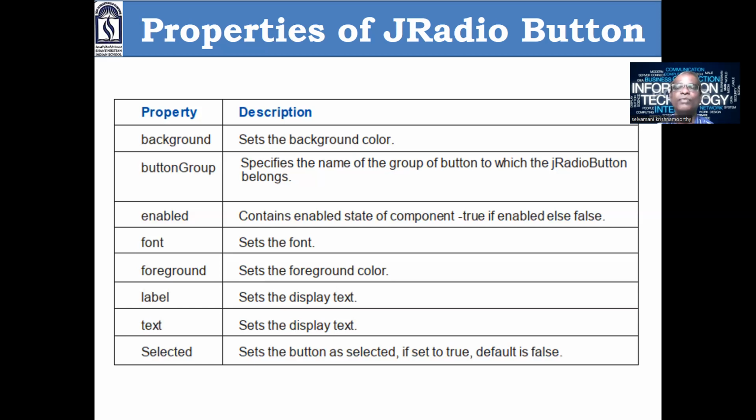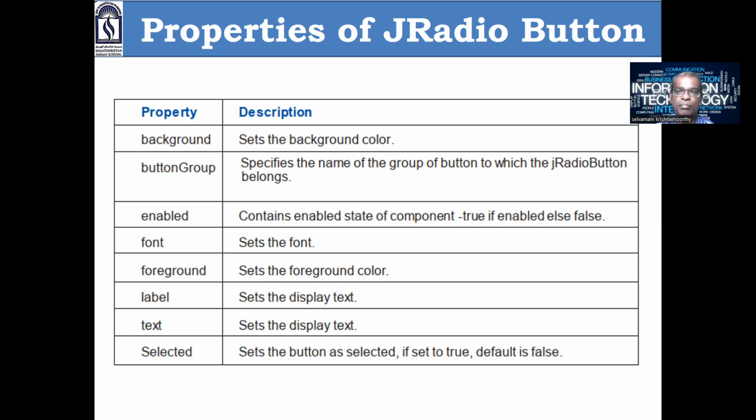Font: set the font size and then the font color. Foreground color. Label: the text that needs to be displayed after the radio button. Text: both are the same. Either you can go for label or you can go for text.